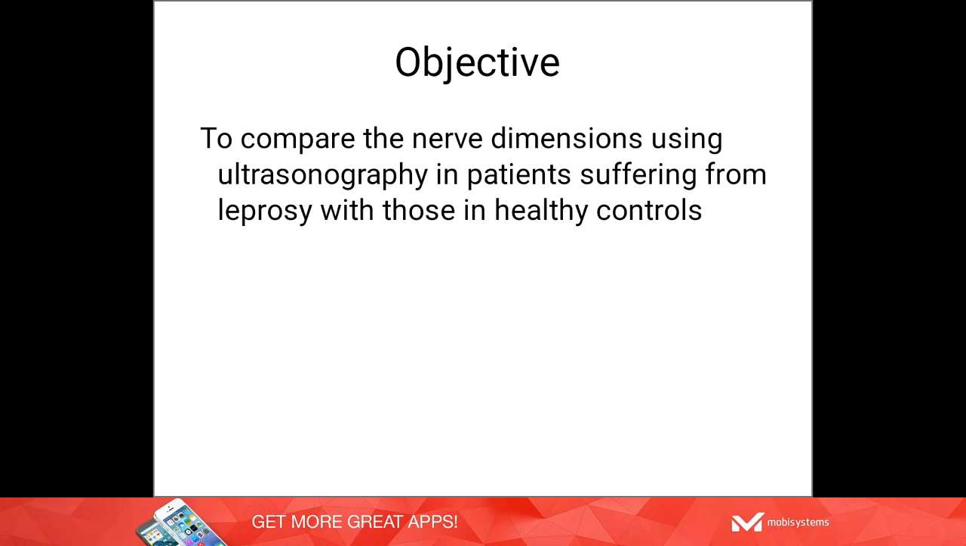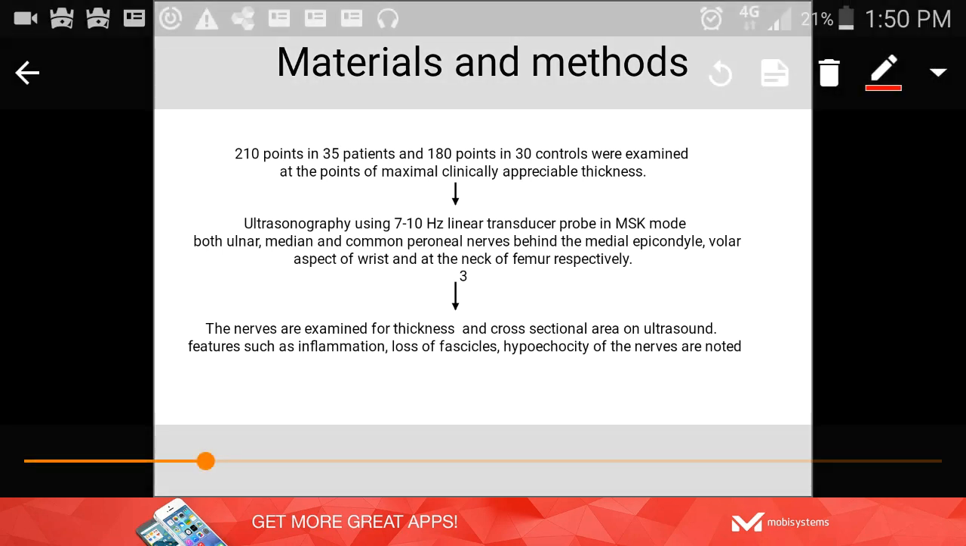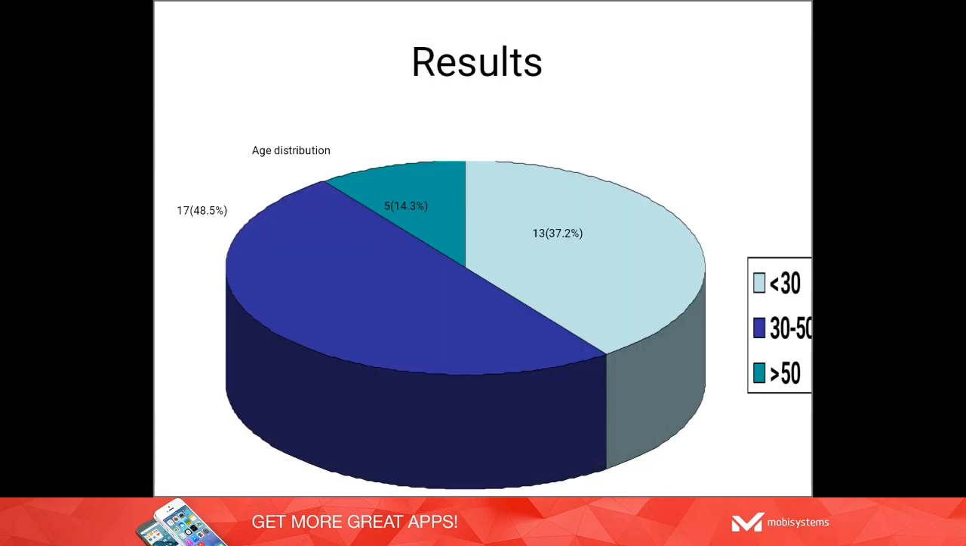So the objective of using ultrasound in the study was to compare the nerve dimensions in patients suffering from leprosy and to compare them with healthy controls. So we examined 210 nerve points in 35 patients and 180 points in 30 controls. They were examined clinically, and after that ultrasound of these nerves was done using a 7 to 10 MHz linear transducer probe. And the bilateral ulnar, median and common peroneal nerves were examined, and they were looked at for thickness as well as other features like inflammation, loss of fascicles, and hypoechogenicity of the nerves.